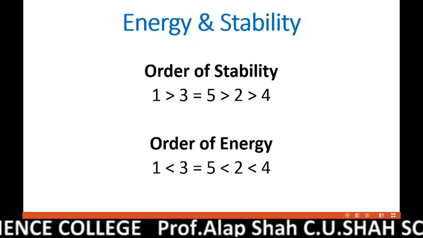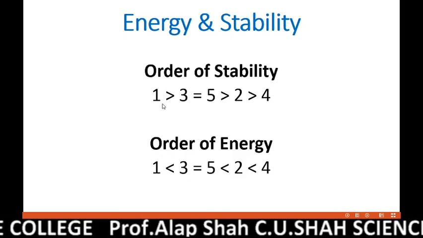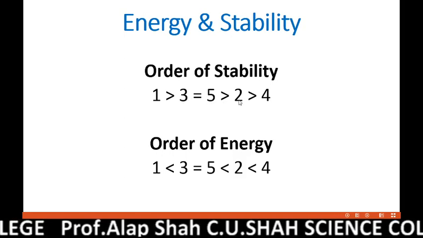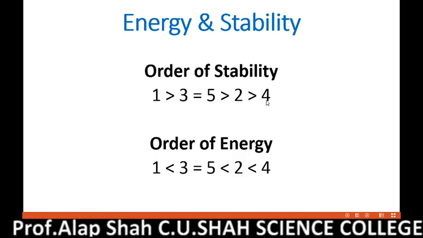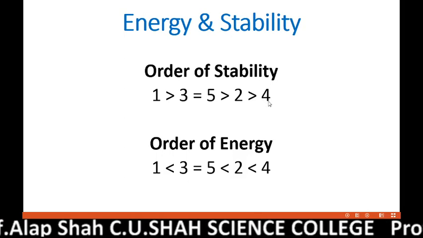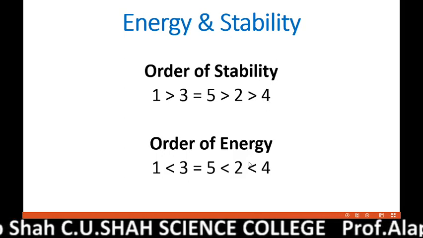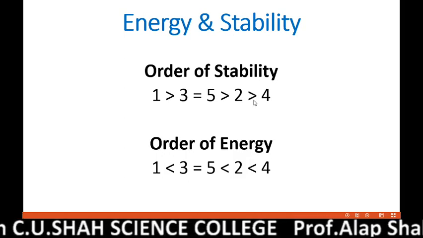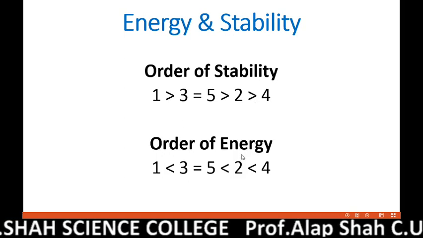So if we write the stability order, 1 is most stable, then 3 and 5 are equal but lesser than the first, then half eclipse, and full eclipse is unstable or most unstable. And the energy sequence is totally reverse. The most unstable has the highest potential energy, and so this greater than sign should be changed with the less than sign. So we totally reverse the order for the energy.